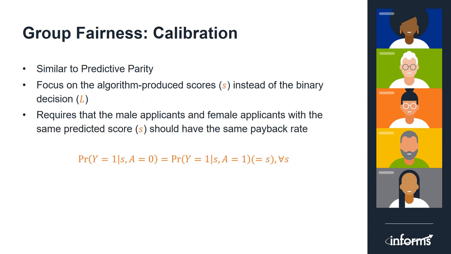In the same spirit, calibration requires that the proportion of positive instances among individuals with the same predicted scores are the same across all demographic groups. In our loan-granting example, this means that the male applicants and female applicants with the same predicted scores should have the same payback rate, which can be expressed using this equation here.